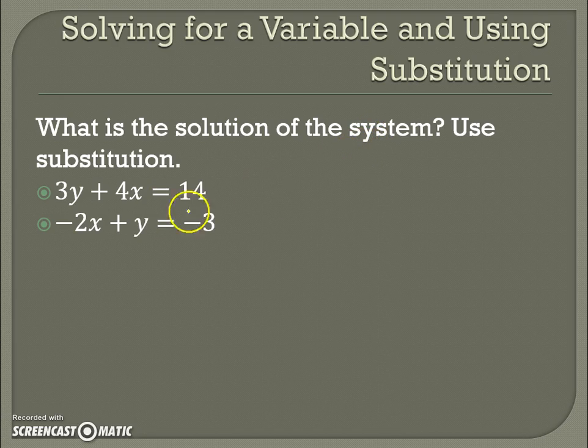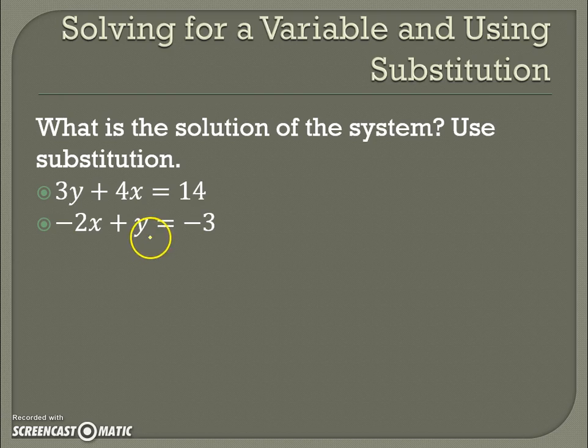All right, solving for a variable and then using substitution says, what is the solution of the system? Use substitution. You'll notice here that none of the variables are isolated, right? I have a y, it's got a 3 plus 4x, x with a plus 3y and a 4. Down here I have negative 2x plus y. So none of these things are already by itself. So I need to isolate one of them.